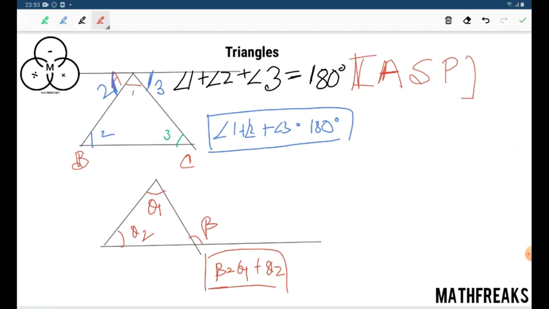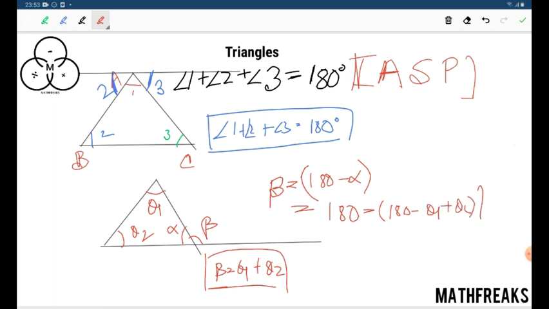What is the proof? Very simple. Beta is nothing else but 180 minus alpha, if this is alpha. And using the angle sum property, alpha can be written as 180 minus (theta 1 plus theta 2). Simplifying, we get beta equals theta 1 plus theta 2.